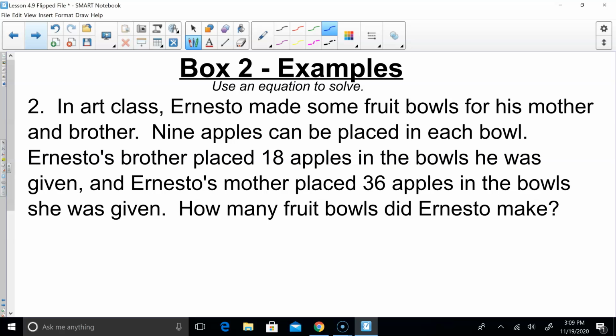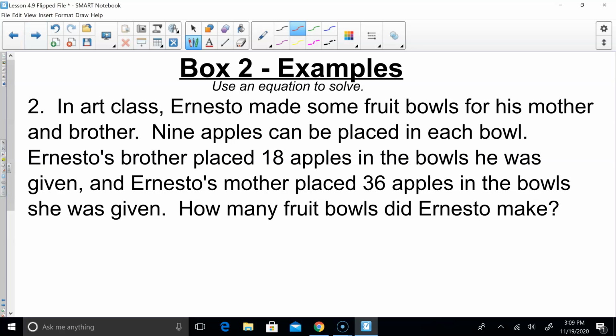In art class, Ernesto made some fruit bowls for his mother and brother. 9 apples can be placed in each bowl. Ernesto's brother placed 18 apples in the bowls he was given, and Ernesto's mother placed 36 apples in the bowls she was given. How many fruit bowls did Ernesto make? So let's read this again. In art class, Ernesto made some fruit bowls. We don't know how many he made, but he made some bowls for his mother and his brother. 9 apples can be placed into each bowl. Ernesto's brother placed 18 apples in the bowls he was given, and Ernesto's mother placed 36 apples in the bowls she was given. How many fruit bowls did Ernesto make?